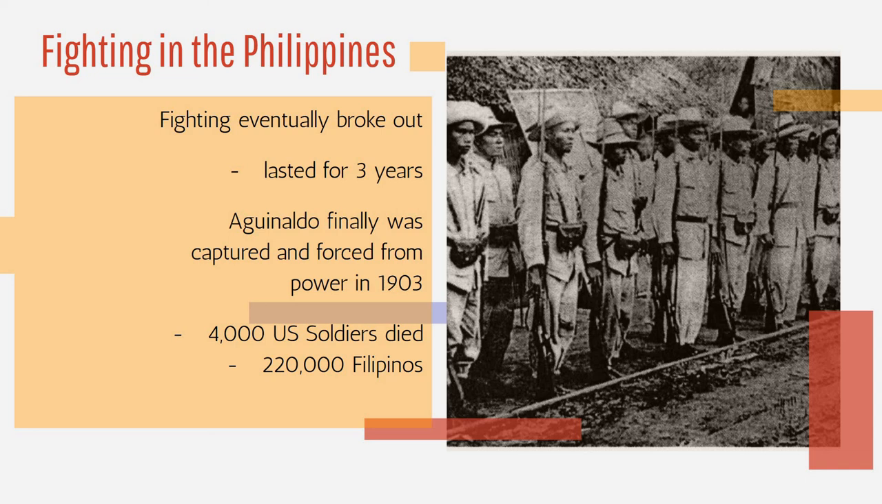And this fighting here lasts for 3 years, and eventually Aguinaldo, this rebel leader that was once our ally in the Spanish-American War, was captured and forced out of power in 1903. 4,000 U.S. soldiers died. So twice as many soldiers died in keeping the territory they gained from the Spanish-American War than actually fighting in the Spanish-American War. And over 200,000 Filipinos died. So 220,000 Filipinos died. So again, another very bloody conflict.